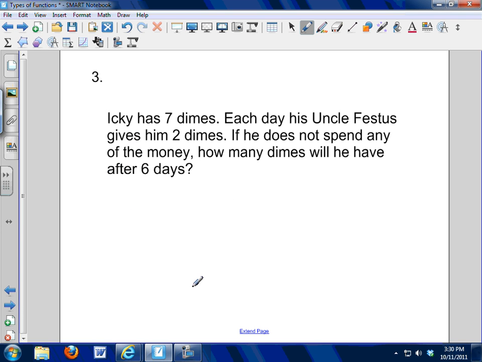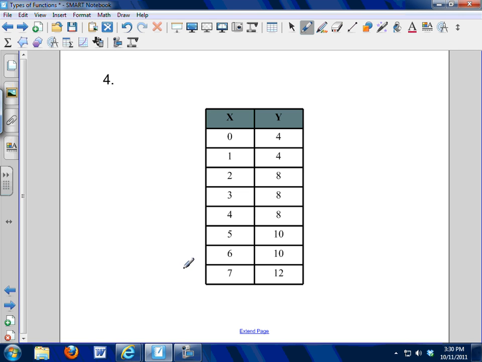Number 3, a little story about Icky. Once upon a time, Icky had 7 dimes. One day, his uncle Festus gave him 2 dimes. If he does not spend any of the money, how many dimes will he have after 6 days? So this is a story, and you need to tell me what it's going to relate back to. What type of function do we have of the choices that we've talked about so far?